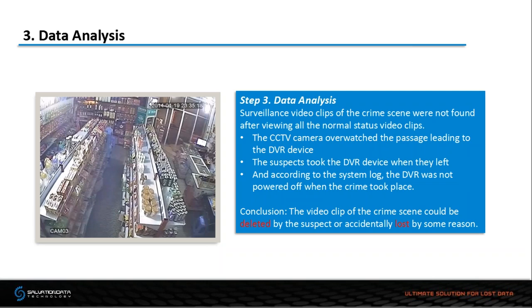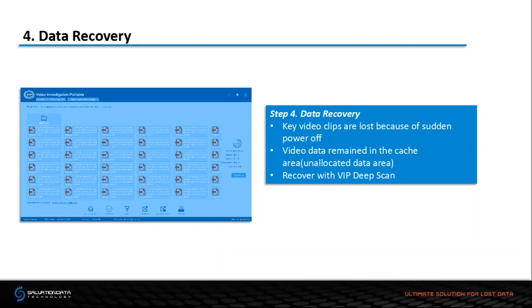Here are some clues. The CCTV camera overwatched the passage leading to the DVR device. The suspects took the DVR device when they left, and according to the system log, the DVR was not powered off when the crime took place. So we can come to the conclusion that the video clip of the crime scene could have been deleted by the suspect or accidentally lost for some reason. So the key video clip was somehow inaccessible.